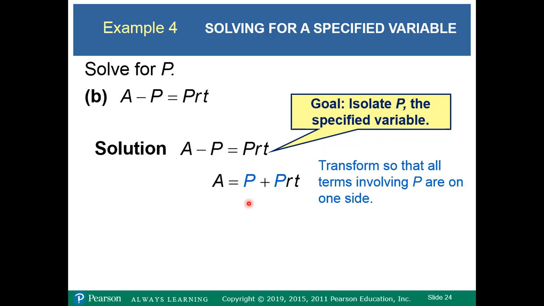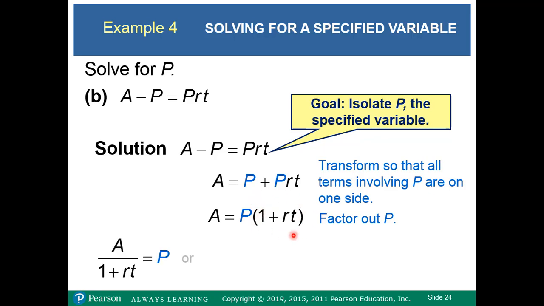Now I'm going to use the distributive property and factor out the P, because I've got a P here and a P here. I'll be left with 1 here, and I'll be left with RT here, because I can look at this as 1 times P. And now what I can do is divide both sides by this quantity. And so I get P is equal to A divided by this. Now notice that if I'm given this, I had to do some extra steps.